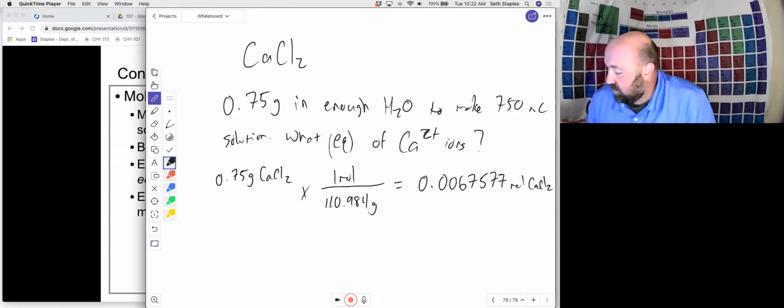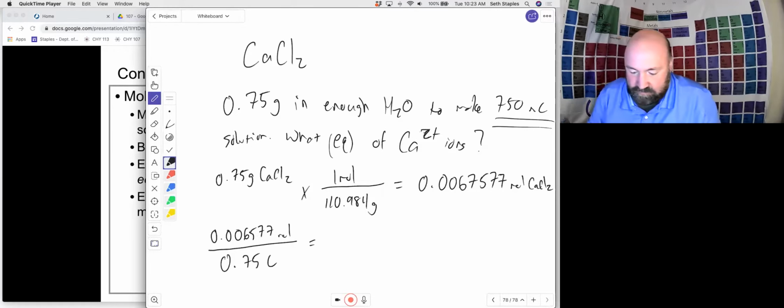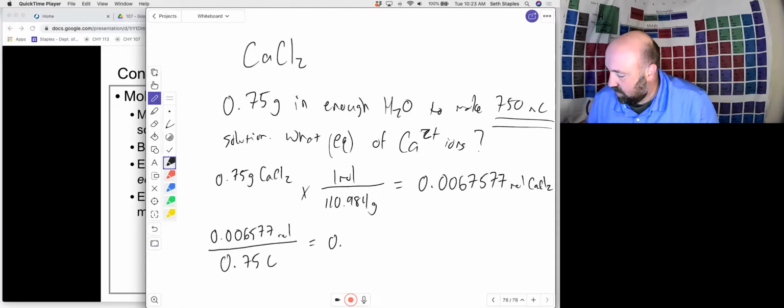What I am going to do now is take that number of moles, 0.006577 moles, and divide it by my volume, which I need to convert to liters. So divided by 0.75 liters, and I get a molarity of 0.00901.